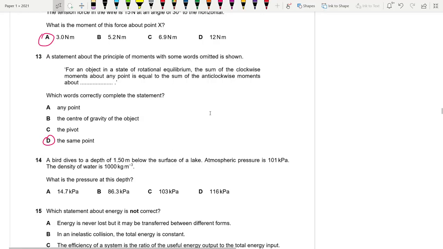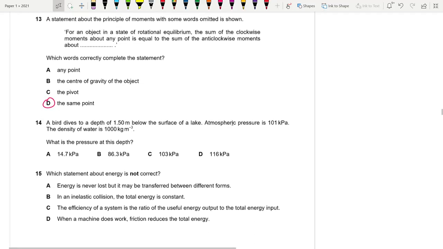A bird dives to a depth of 1.5 meters below the surface of a lake. Atmospheric pressure is 101 kilopascals. The density of water is 1000 kilograms per meter cubed. What is the pressure at this depth? Okay, so pressure is equal to h rho g, where h is the height of liquid above you. Since the bird is 1.5 meters below the surface, it's 1.5 into 1000 into 9.81.